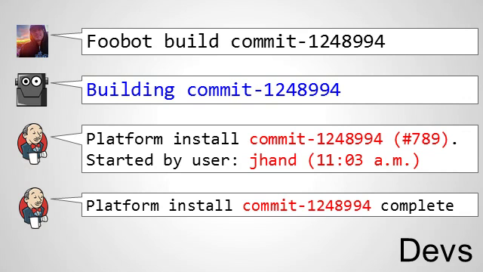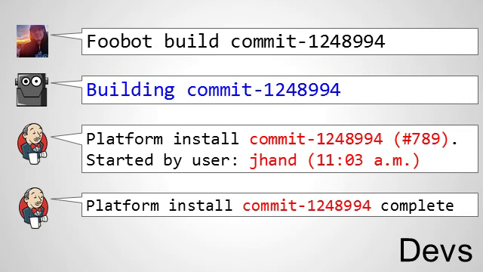And then in this specific example, I've got Jenkins, which is a separate service. I've got that integrated into my chat, so it comes back in and echoes back to me, plus everyone else in the chat room, what is taking place. So you can see that this particular install of the platform is taking place, and it was started by me at 11:03. And then it also echoes back when that's been completed.